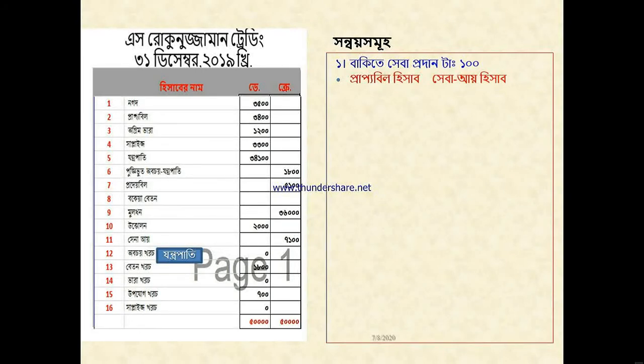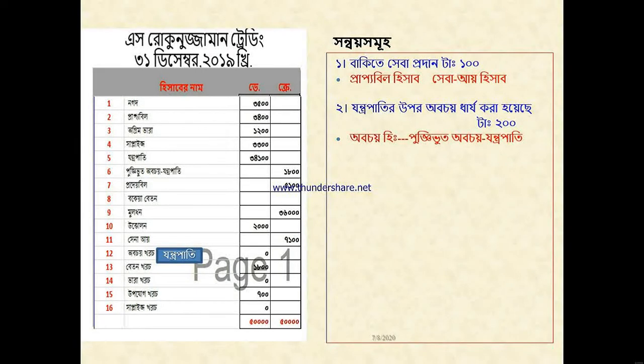Number 2, adjustment now 2. Depreciation charge on machineries. How much amount? Taka 200. So for it the adjusting entries will be depreciation expenses machinery debit, accumulated depreciation machinery credit. How much amount? Taka 200. Next one.